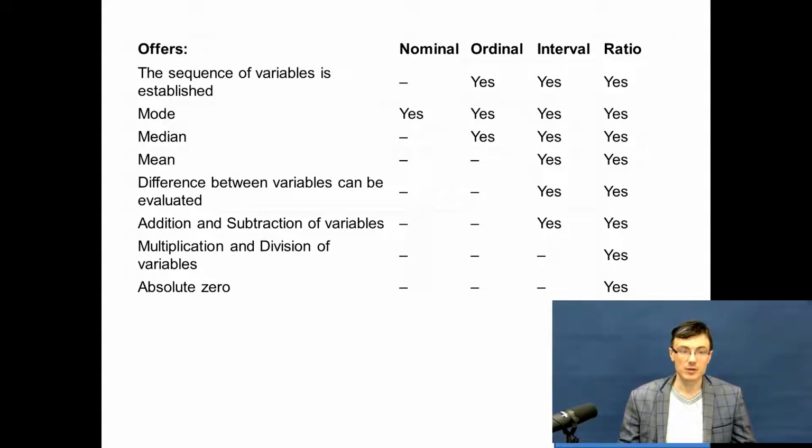Here you can see the comparative characteristic of these 4 scales. So nominal, ordinal, interval, and ratio. As you can see, ratio is the best scale that can be applied in your survey. So I think that if you can, you will apply such scale to your attributes or your values.